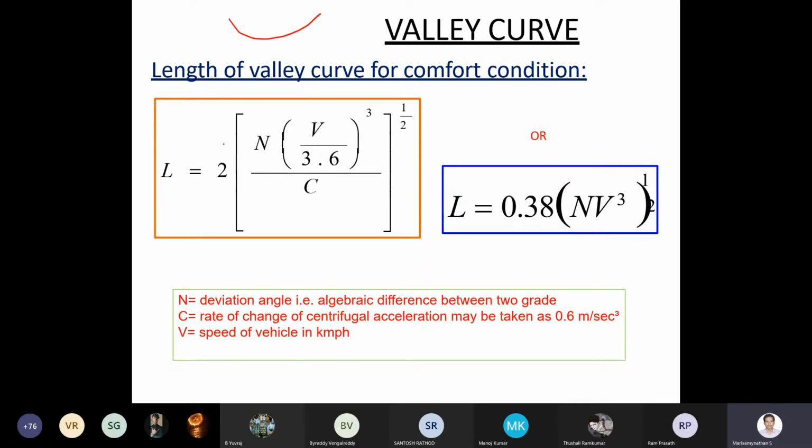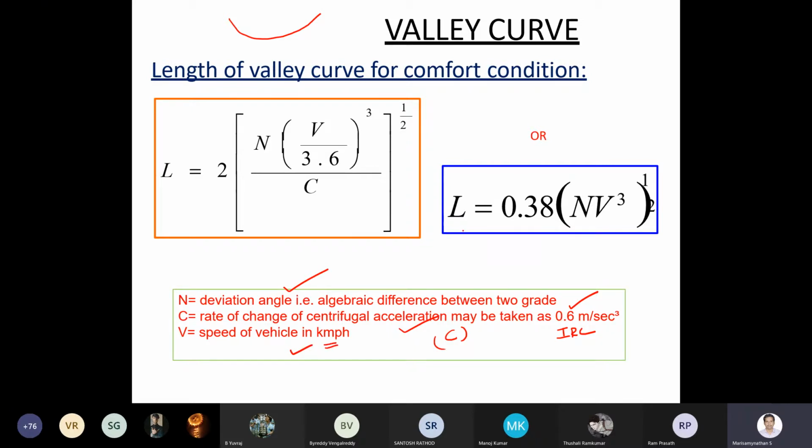So the comfort of the driver is estimated with respect to the deviation angle and the rate of change of centrifugal acceleration, the C value. Yesterday we have seen in the problem 80 divided by 70 plus V. As I initially told, the IRC recommends that the value lies between 0.5 to 0.8, but as the standard we can take it as 0.6. This is a standard value.